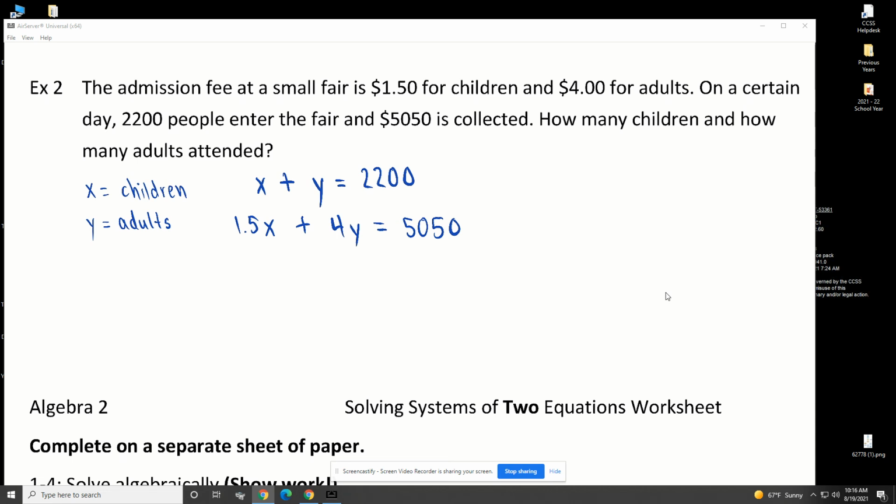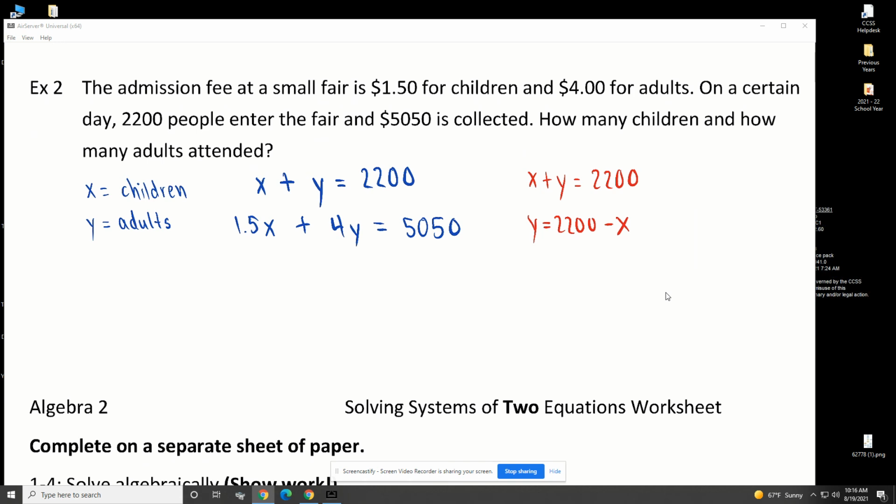Okay? So once we get here, what were our rules for today? Get Y alone. So look at this first equation. I'll do it in red. X plus Y equals 2200. How do we get Y alone there? Subtract X. So Y will equal 2200 minus X.